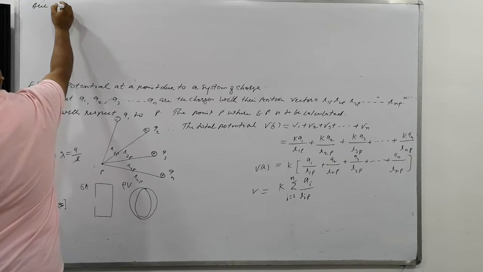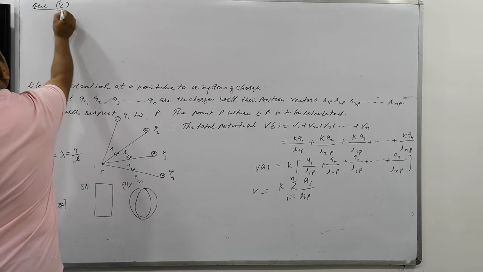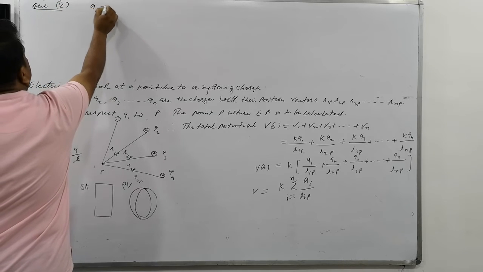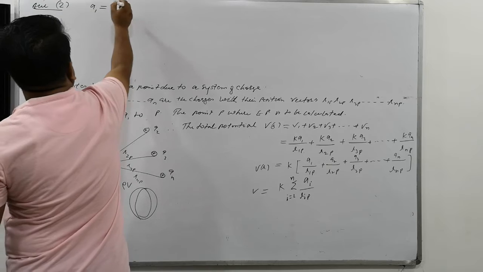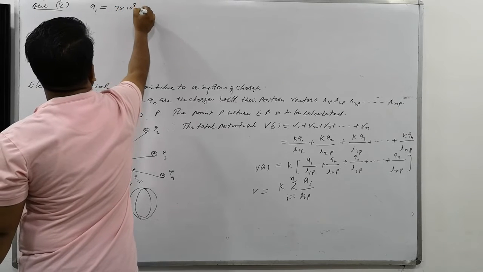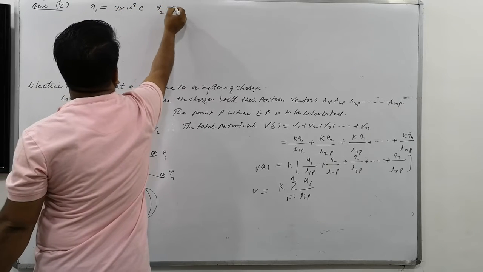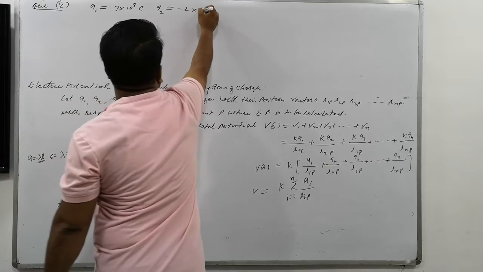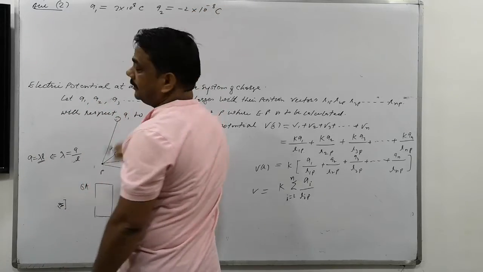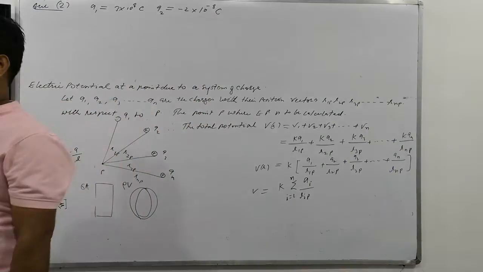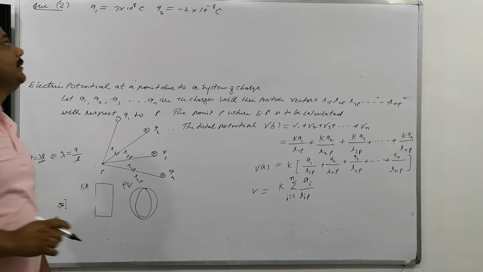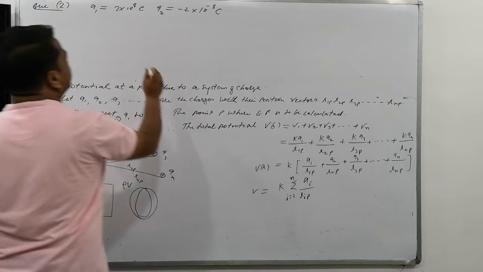Question number 2 we are solving here. Two charges here. One charge is here. Q1 is equal to 3 into 10 raised to the power minus 8 coulomb, and Q2 charge is minus 2 into 10 raised to the power minus 8 coulomb. Go on writing. They are located 15 centimeter apart.